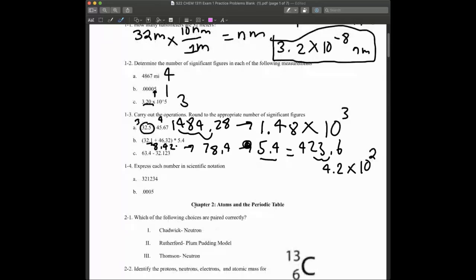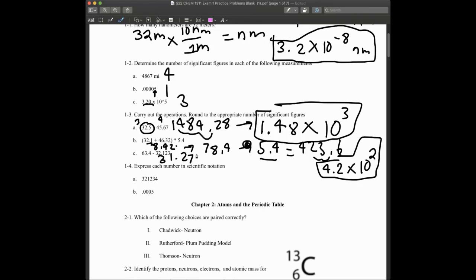Okay, so the next one is just a subtraction problem. 63.4 minus 32.123. When I put it in my calculator, let's go ahead and box these numbers so that it's easy to follow. We get this number in the calculator. And what's going to happen is that we round it to 1 decimal point, because it's the decimal point that matters when we're doing subtraction or addition. And we get 31.3.